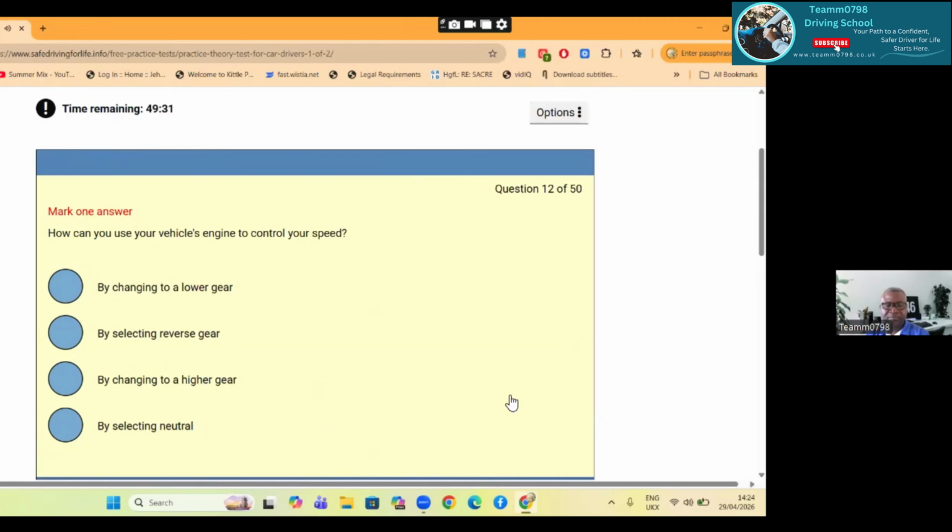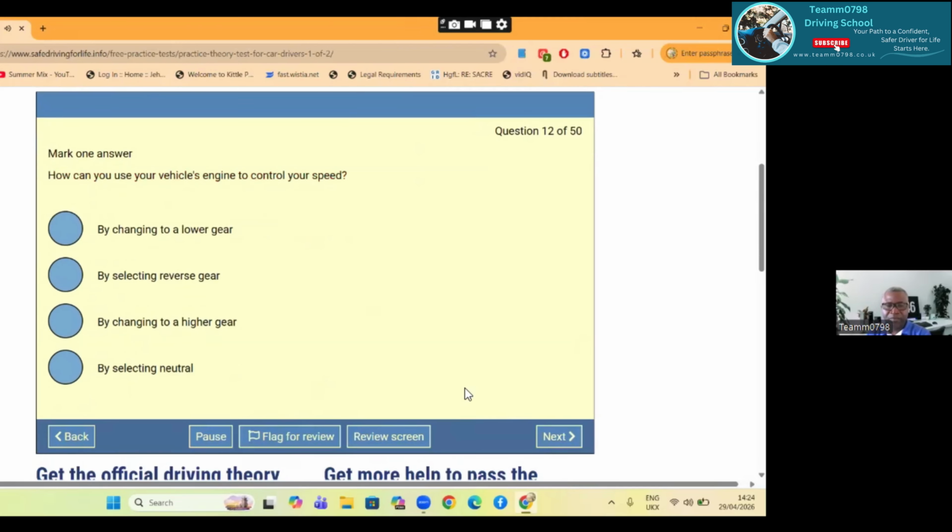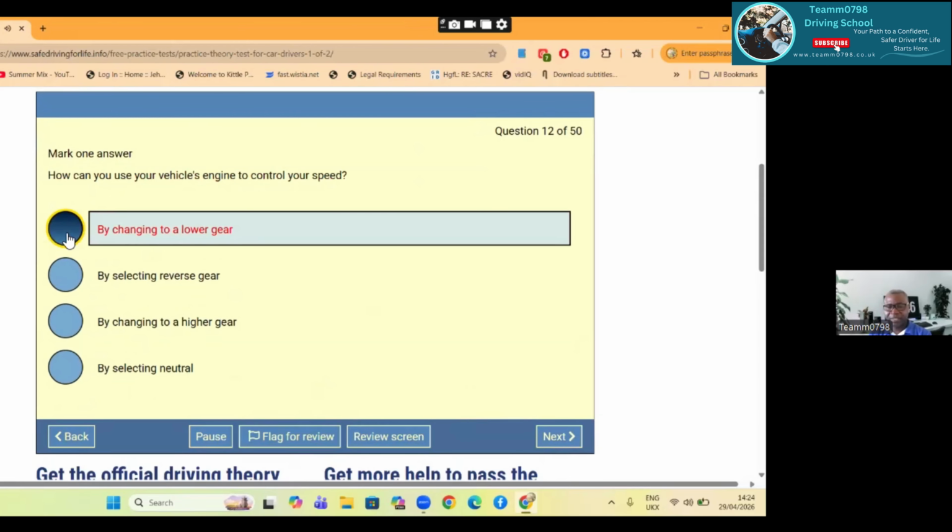Mark 1 answer. How can you use your vehicle's engine to control your speed? Yeah, to do that is by changing to a lower gear. Okay. So rather than braking, sometimes maybe you're in third gear, just come down to second gear and slowly come off the clutch, the car will be slowing down more, okay? Never leave the car in neutral. Coasting is dangerous. Do not do that, okay? And definitely don't try to reverse while you're moving. You'll break the gearbox and it will cost you a lot of money, even besides being dangerous.